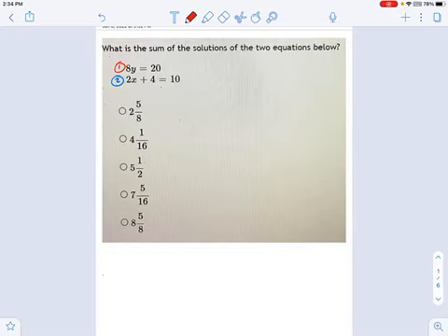We're told to find the sum of two solutions of these equations. So for each equation, we're going to be solving it, and then we take those solutions and add them together. We find the sum. Let's do equation number 1 first.